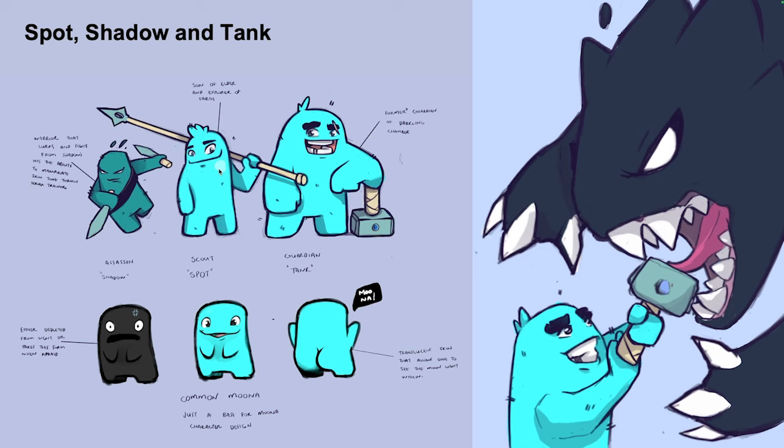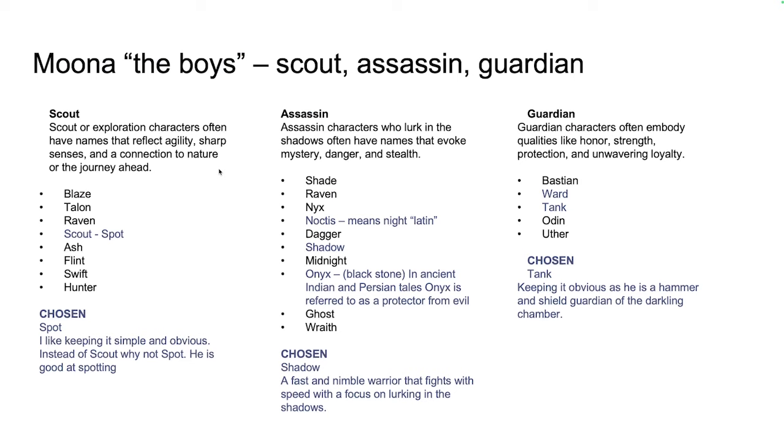Tank was the one that was in charge of the chambers of the Darklands, and he's set out on a mission to join Spot and Shadow to recapture the Darkland after the Darklands escape. So yeah, just so you get an idea of the three of them here, you can see the type of names and how I thought about going about it.